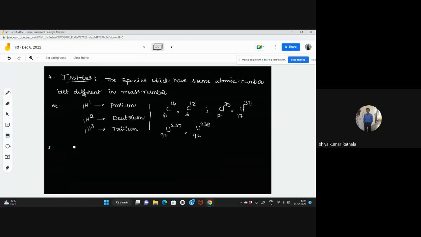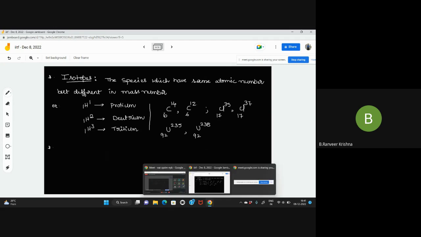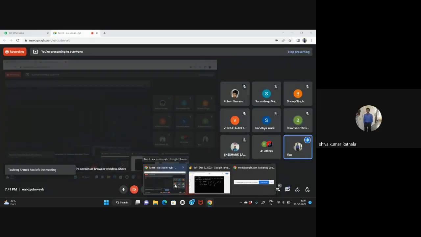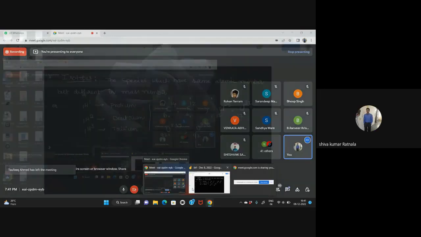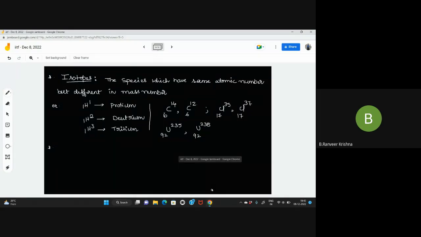In case of isotopes, sir, what are the names of 6C14 and 17Cl35? They don't have any names; we simply say carbon isotope with mass 12, carbon isotope 14, chlorine isotope 35. We will say like that only. In case of hydrogen, we have special names, but not for the others.